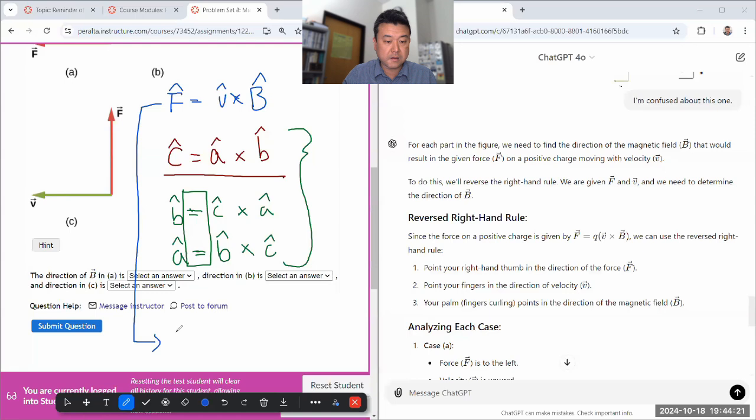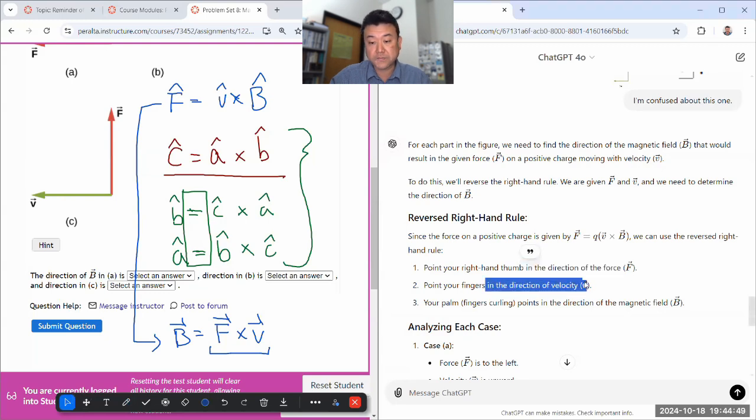So I can say B having wrapped around, B is equal to F cross V. And I think actually this is what I need. Right hand side, it has F and V that I have. So I do F cross V, like for the C here, I do F cross V, that gives me B that's coming out of the screen. And that is the rule that ChatGPT is giving you, but it's calling reverse the right hand rule. You do F cross V, the cross product gives you B.